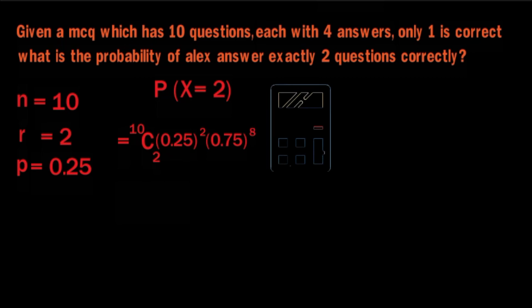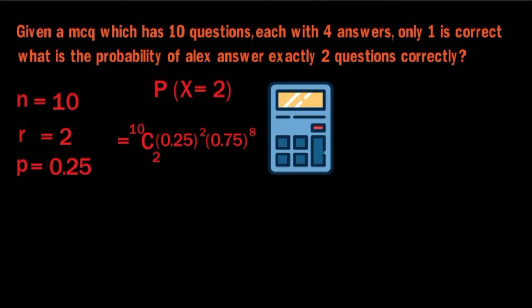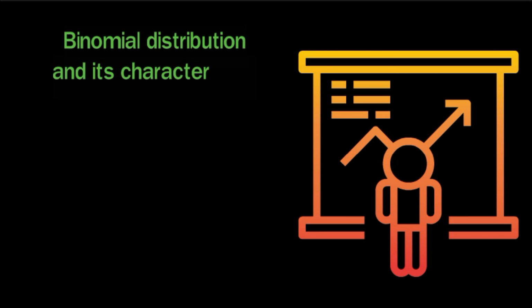So let's press the calculator and see what we will get. 10C2 times 0.25 squared multiplied with 0.75 to the power of 8. What we get is 0.282 as the answer.